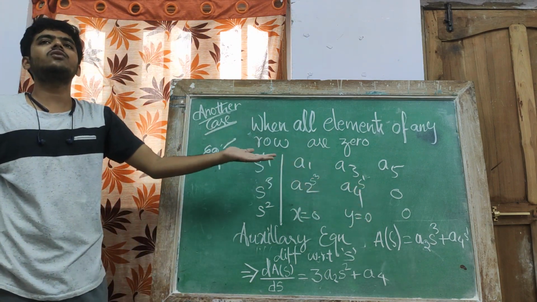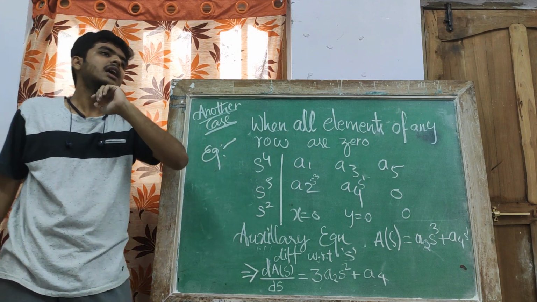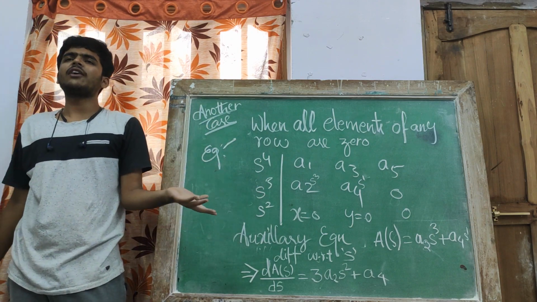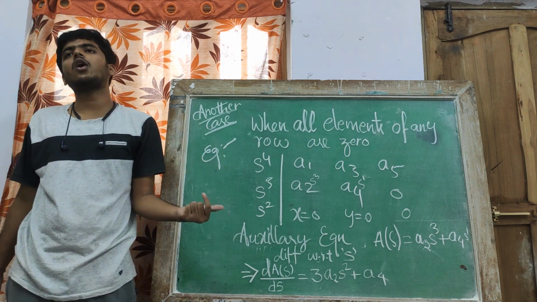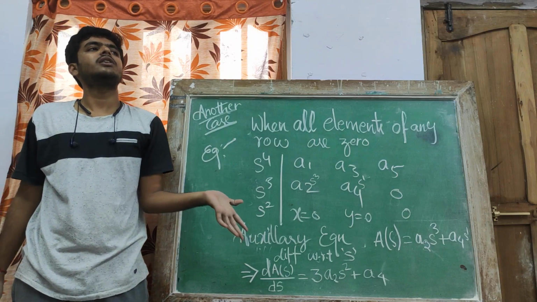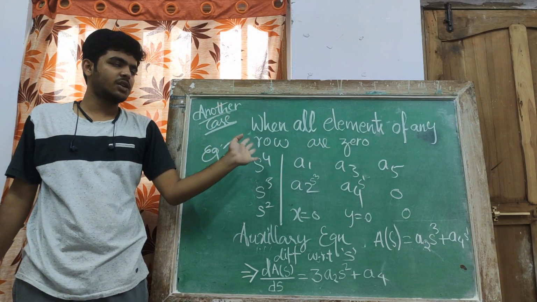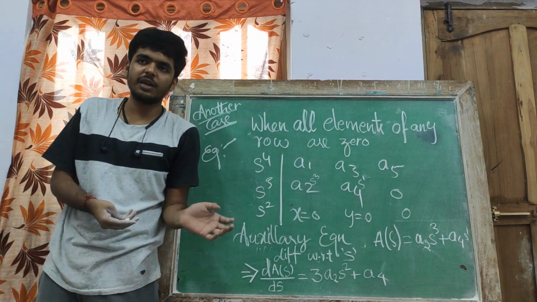Then again you find the Routh array for this particular thing, and you will be getting roots, and after getting roots, you have to check whether sign changes are occurring or not. Then after completion of this, you can again plot these roots in the S plane and you can check whether the equation is stable or unstable.